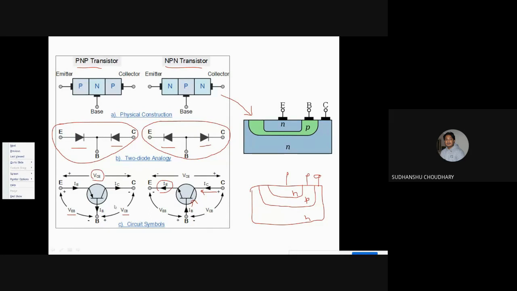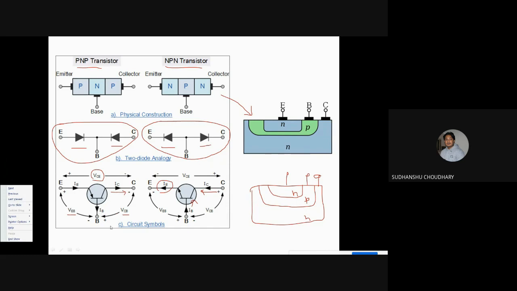Similarly, for a PNP transistor, the arrow actually represents the current direction. The emitter current is into the emitter, the base current is out of the base, and then the collector current. So here also, IE, the emitter current, is equal to IC plus IB, collector current plus base current.